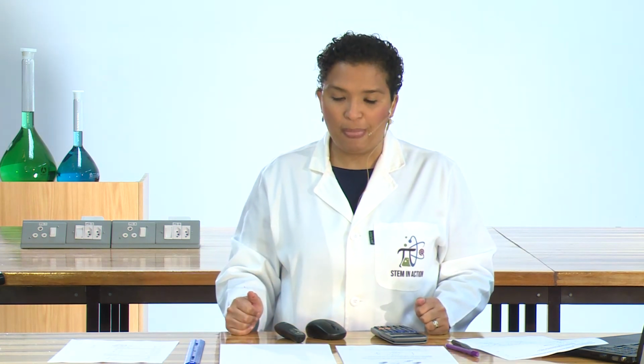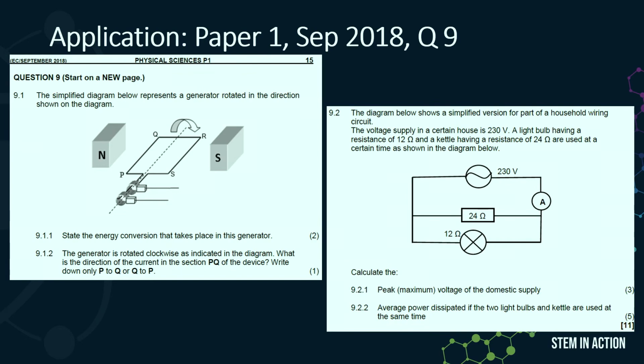So in part 1, we looked at generators, both AC and DC. In part 2 of electrodynamics, we considered AC and DC motors. In this part of electrodynamics, we considered alternating current. That covers all 3 sections that make up your entire electrodynamics syllabus for grade 12. Now in our application section, we're going to cover a question that hopefully deals with all 3 sections as they would cover it in an exam question. So our application section would cover paper 1, September 2018, question 9.